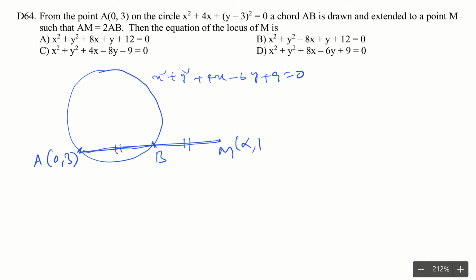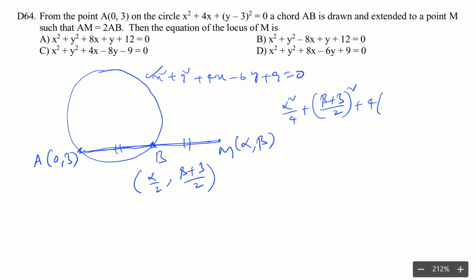If I call M as (alpha, beta), then B is the midpoint of AM. So I'll have B as (alpha by 2, (beta plus 3) by 2). Now observe that B lies on this circle. So use the fact that it lies on the circle, you'll get the locus. So substituting, I'll have alpha square by 4 plus ((beta plus 3) by 2) whole square plus 4 times alpha by 2 minus 6 times (beta plus 3) by 2 plus 9 equal to 0.